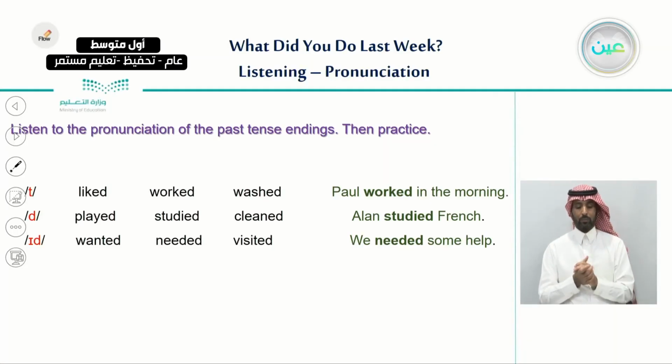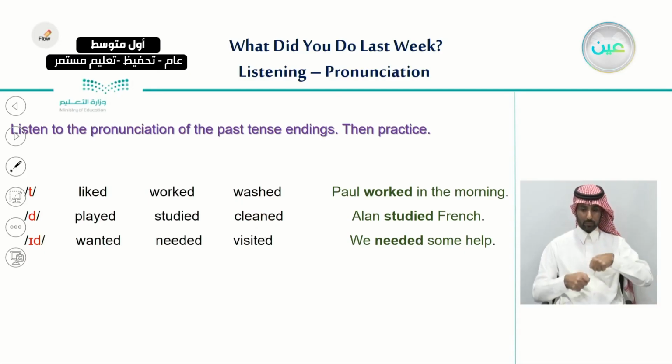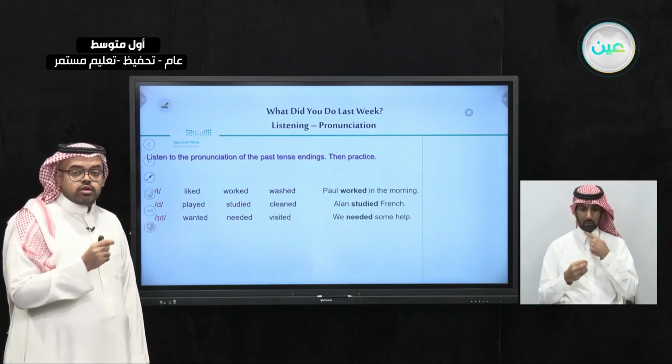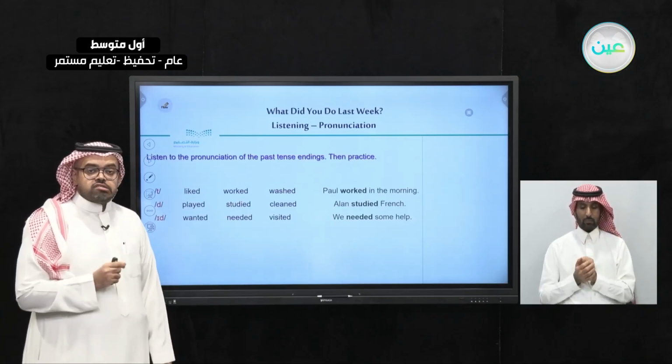The other list we have is where we pronounce the ending of the verb with the d sound. For example, played, studied, cleaned. When we have a sentence like this, Alan studied French. Here with these verbs, we pronounce the ending with a d sound.